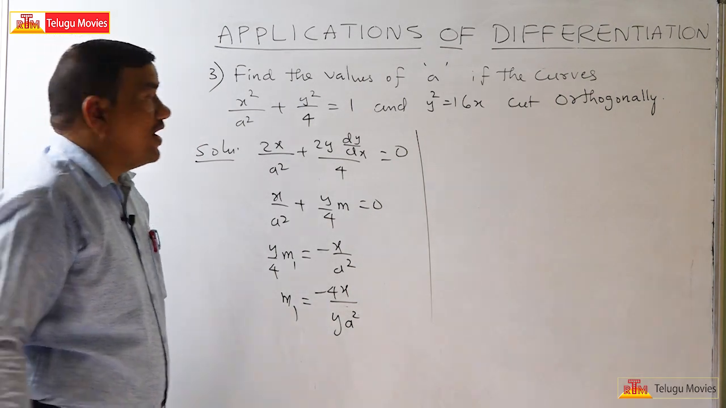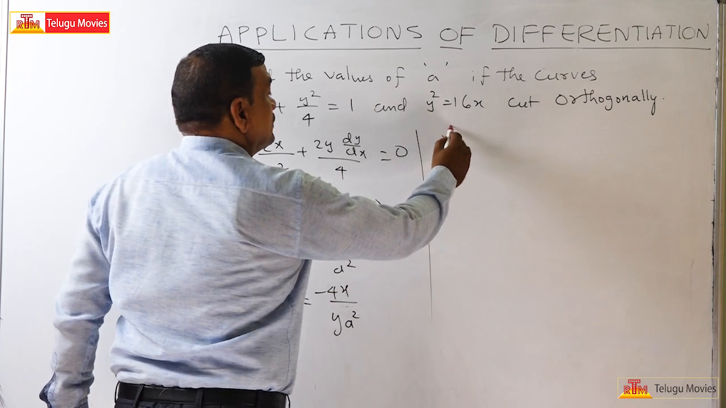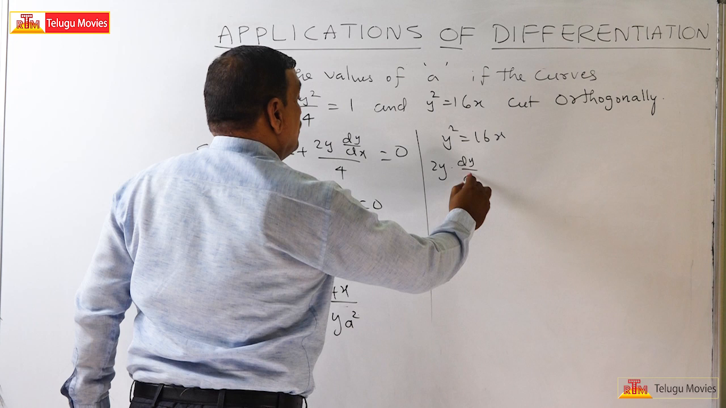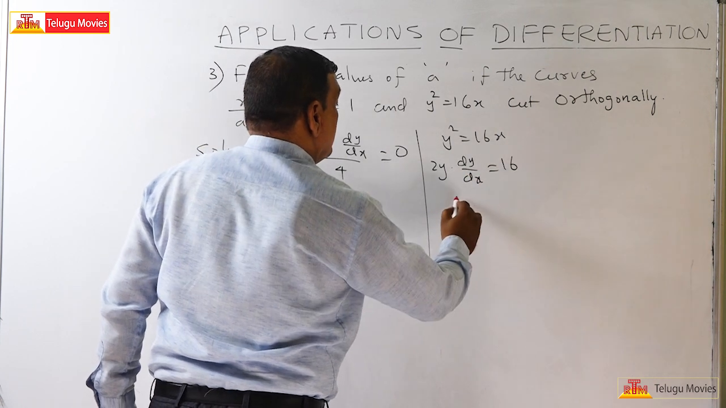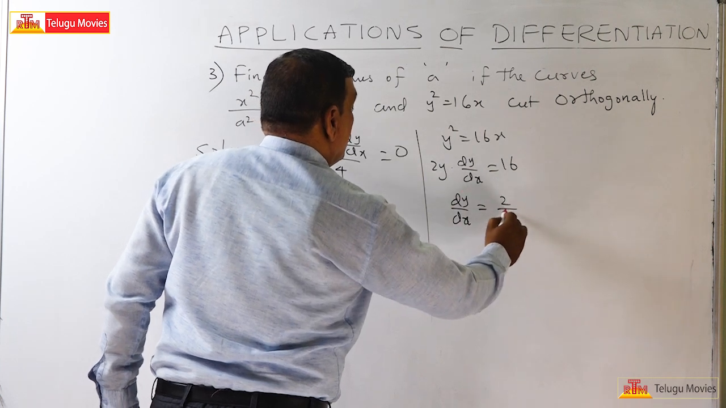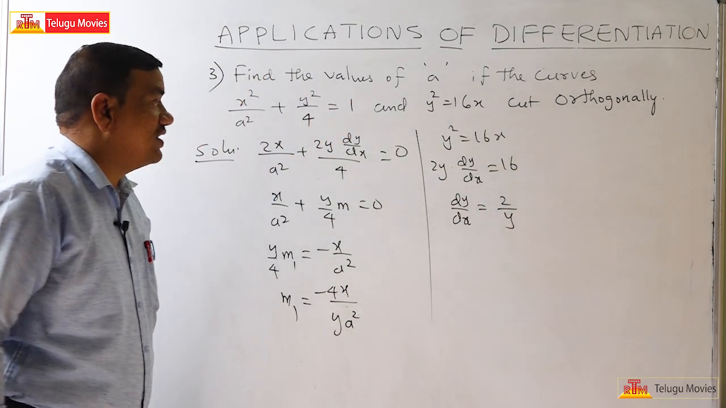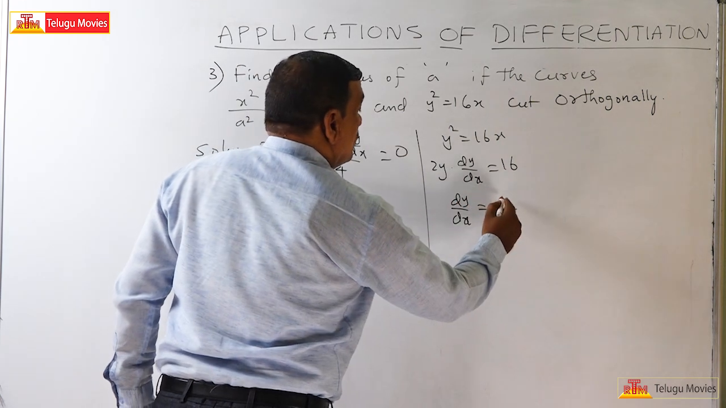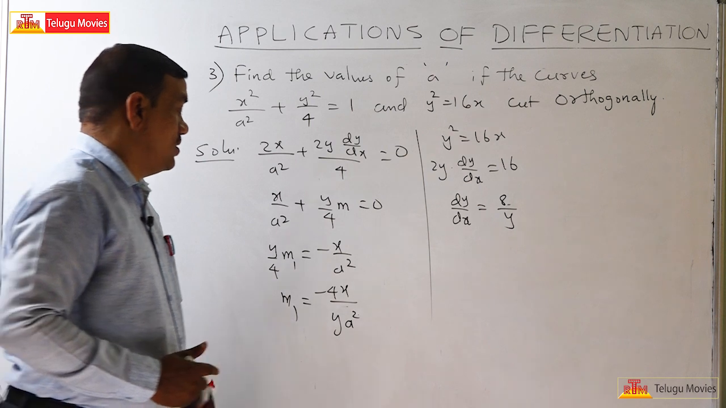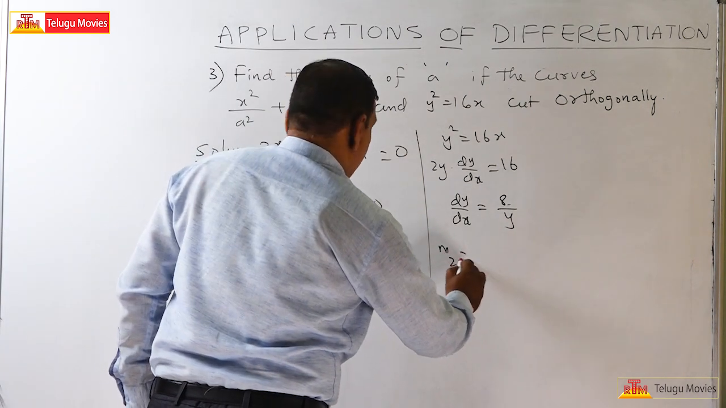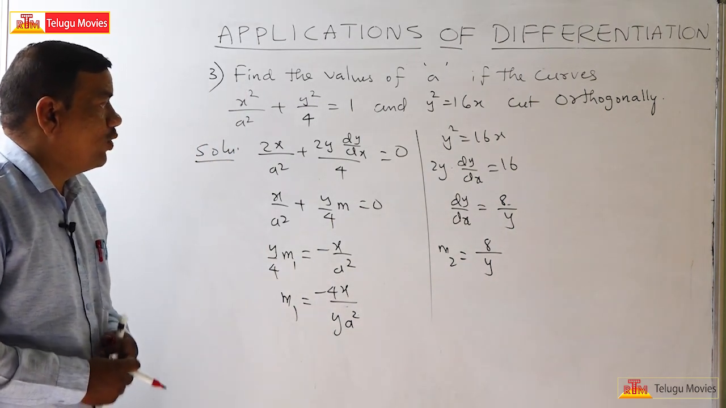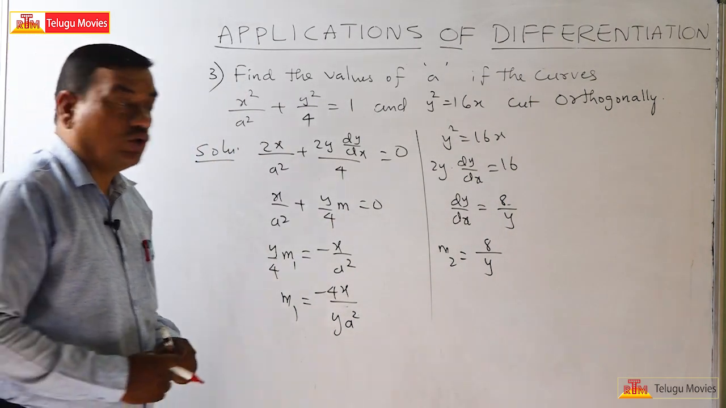Let us take y square is equal to 16x. So this gives 2y into dy by dx is equal to 16. Therefore dy by dx is equal to 8 by y. Okay now, right. So therefore our m2 is equal to 8 by y. Okay. Now these two cut orthogonally.